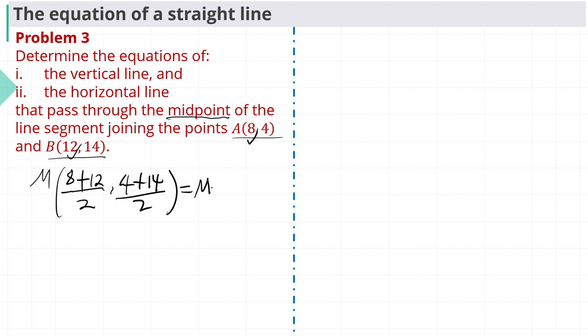And so that gives 20 divided by 2, that is 10, and 18 divided by 2, that is 9. And so the midpoint of the line segment AB is (10, 9). Now we are to tell what the equation of the vertical line is at this point M.